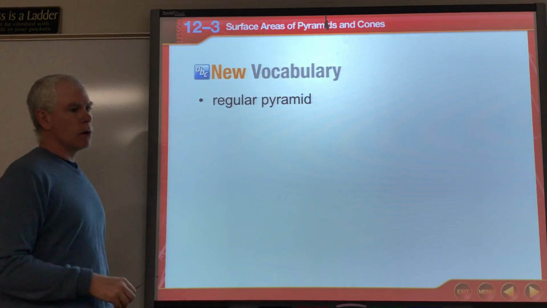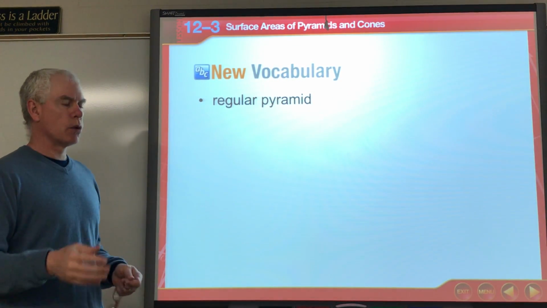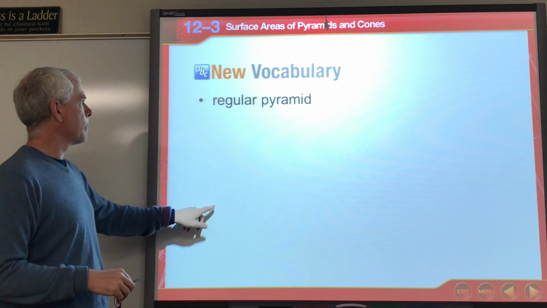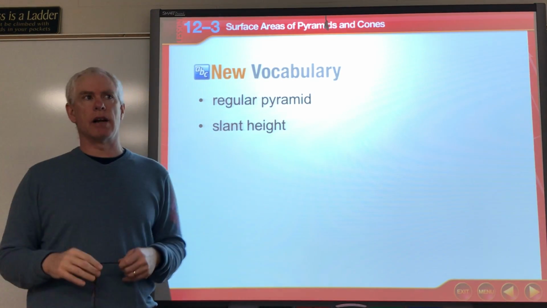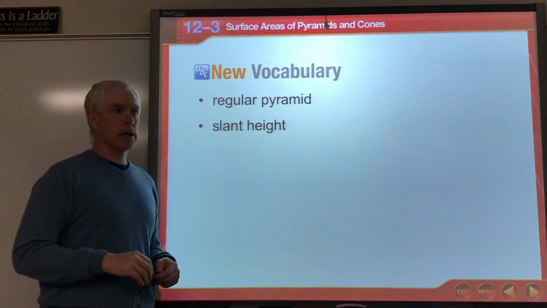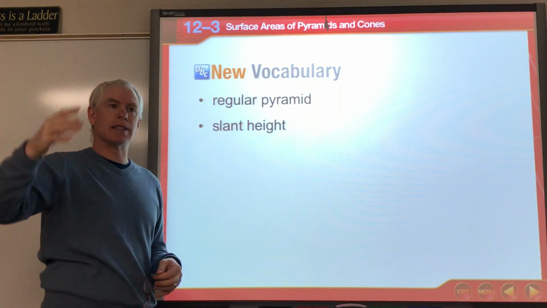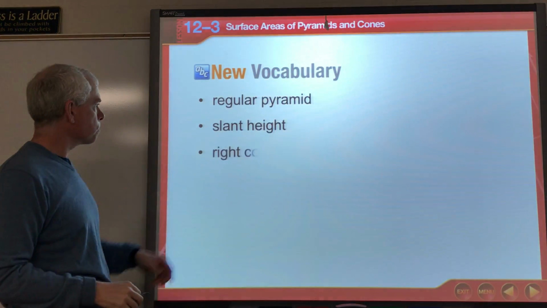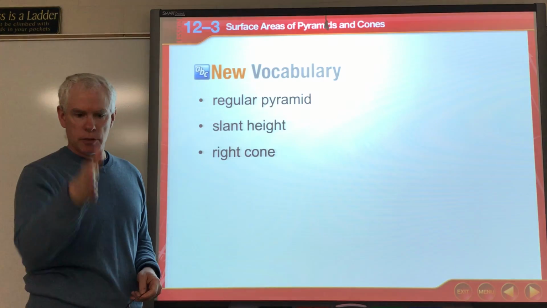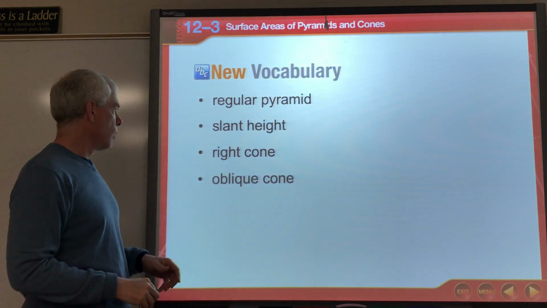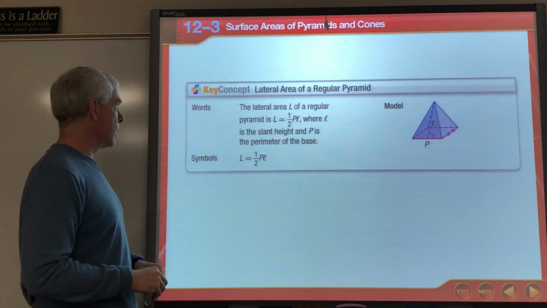So a regular pyramid is a pyramid that has a base that's a regular polygon, okay? So a square, regular pentagon, something like that. The slant height, when you look at the triangles on the side of a pyramid, the height of the triangle comes down at an angle, and so that slant height is the height of the triangle. A right cone simply means that the altitude is perpendicular to the base, whereas an oblique cone is just turned a little bit at an angle.